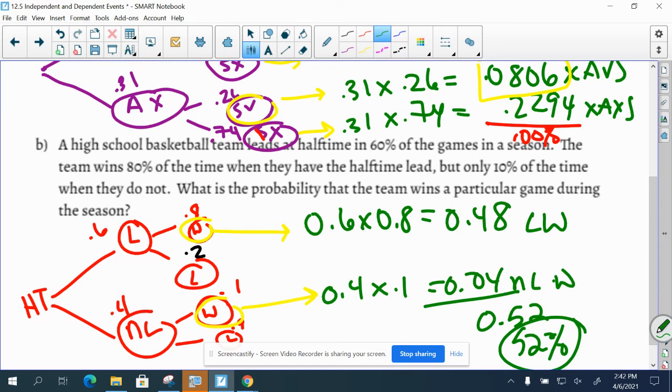You can find the other probabilities for other outcomes, but we don't need to here. So that's all for this one.